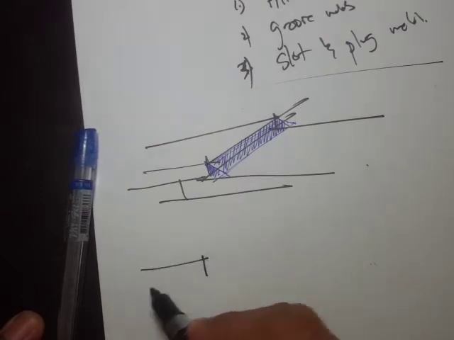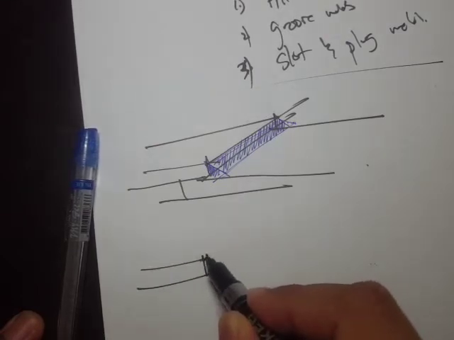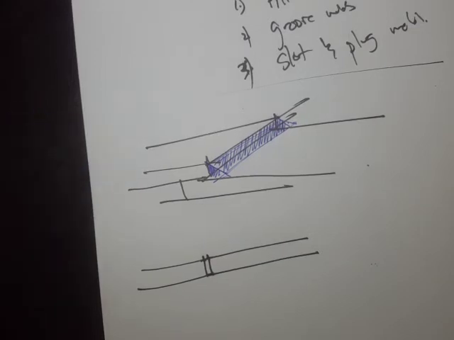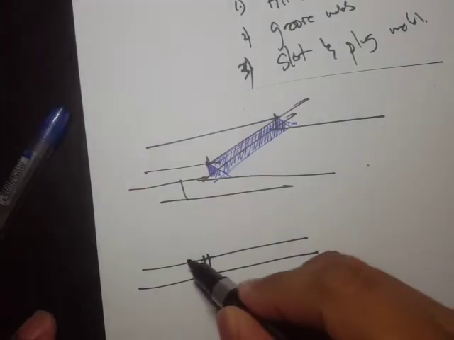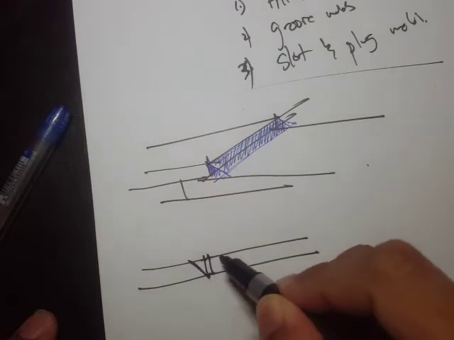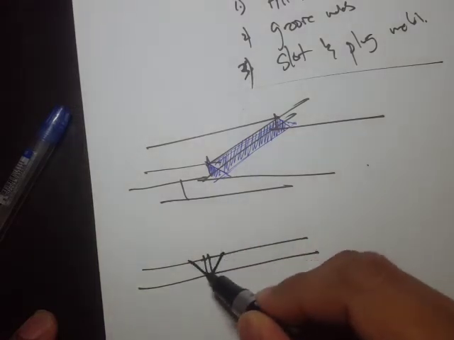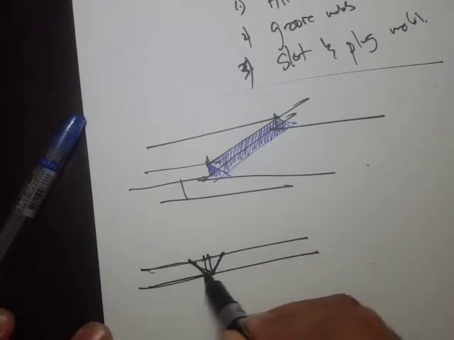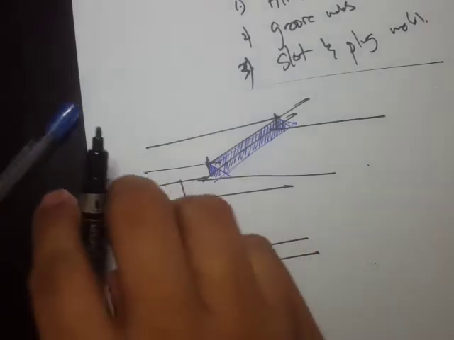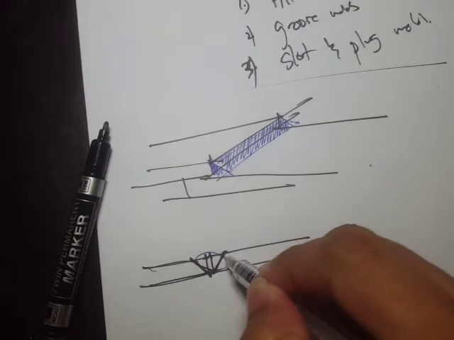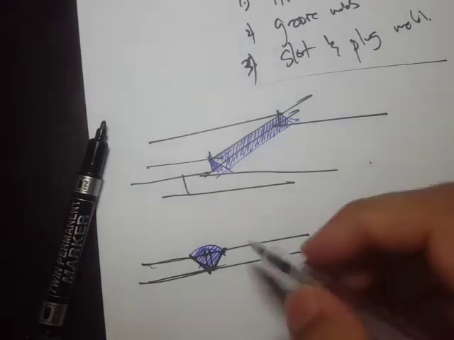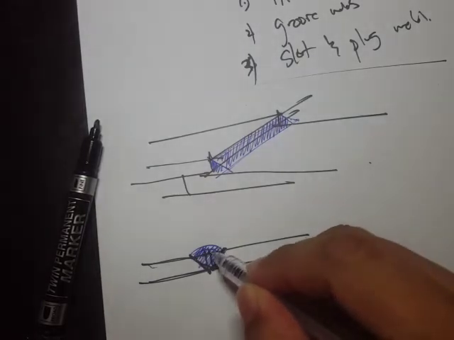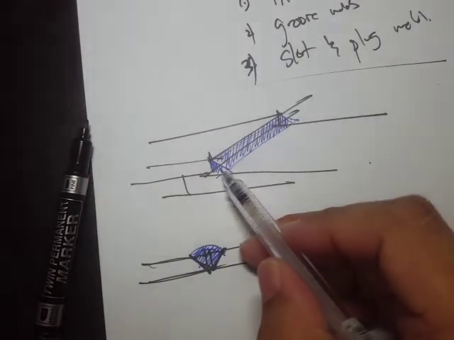For groove welds, it's like this. Now if we want to join these two materials together, then we have to cut a groove here. Okay, and then in this groove you are going to weld it here. So that's why it's called groove welds, because you're actually cutting grooves. Whereas here for the fillet welds, it's not.